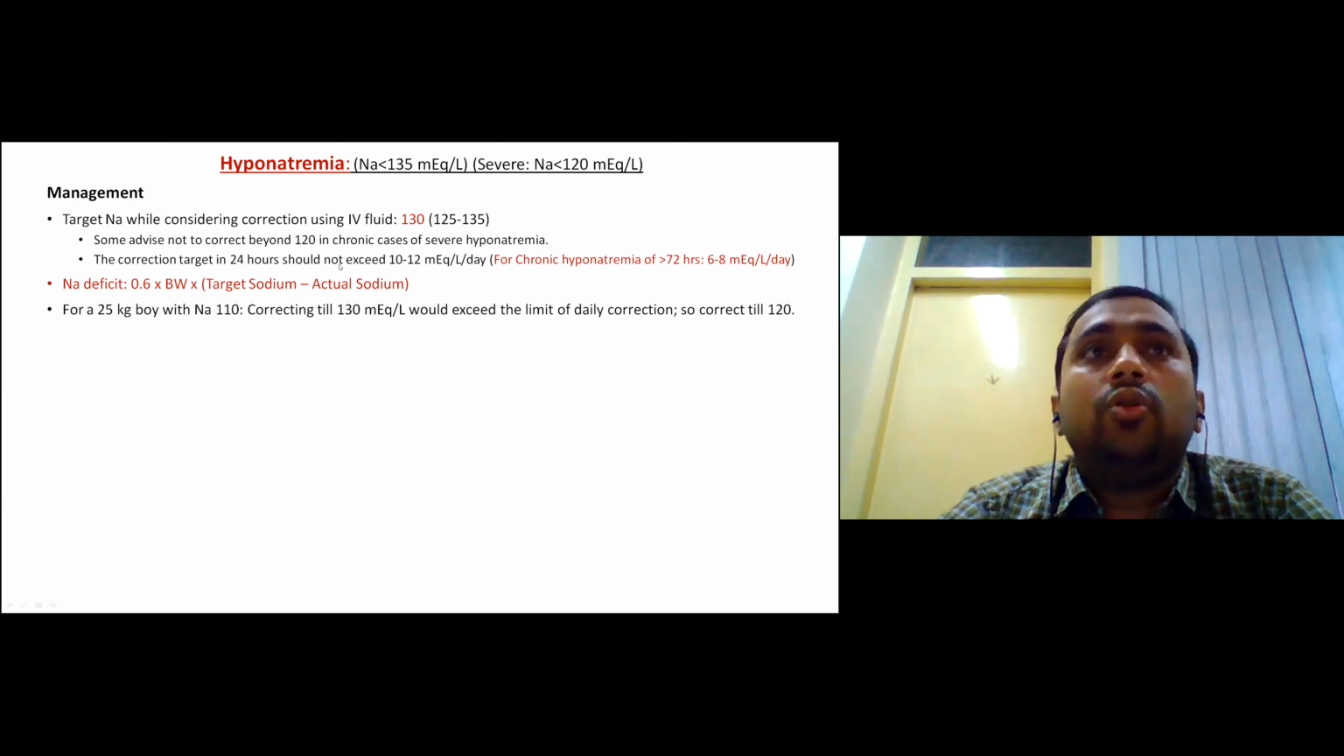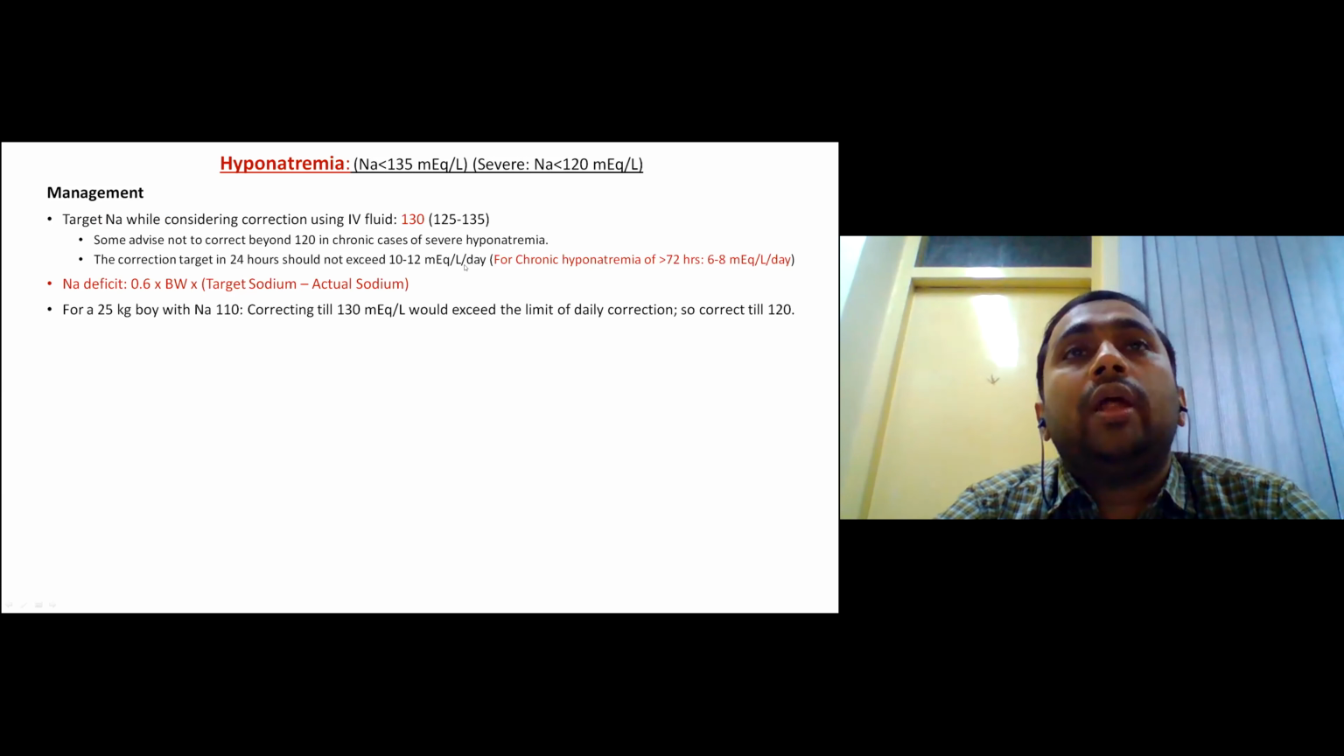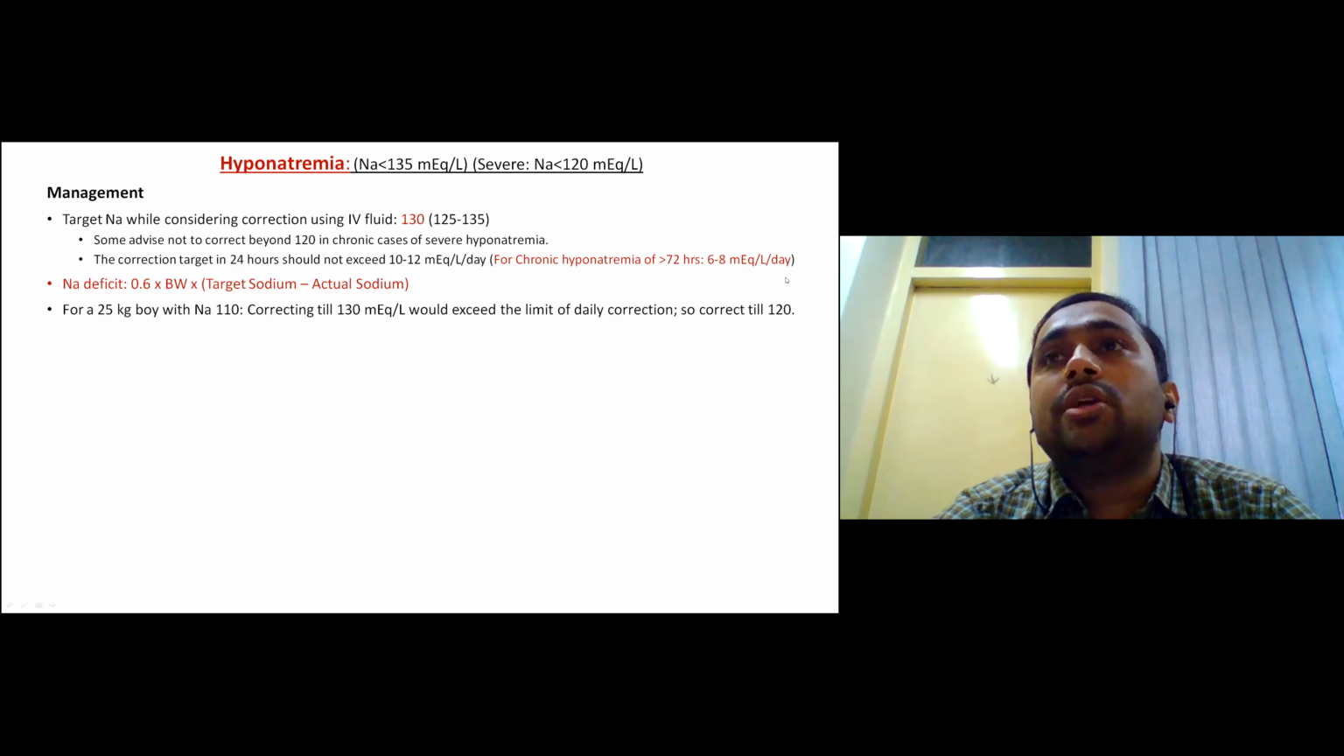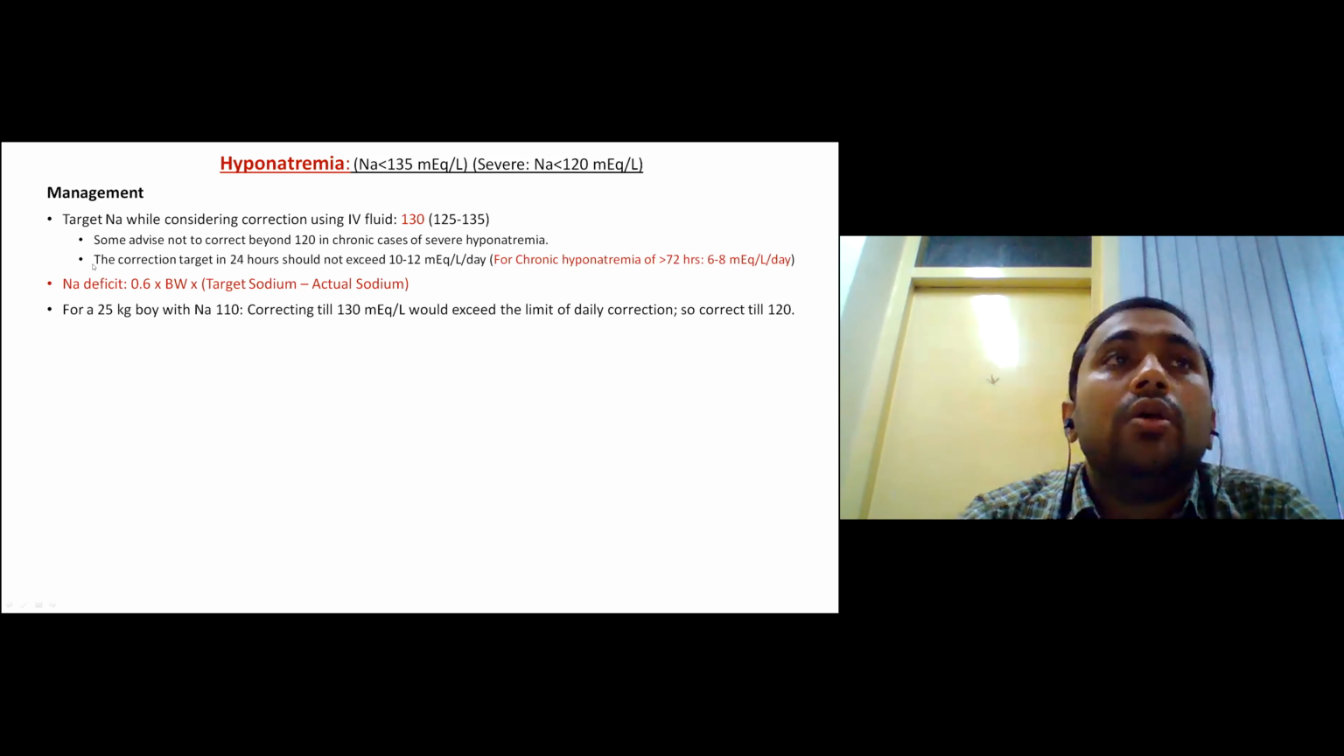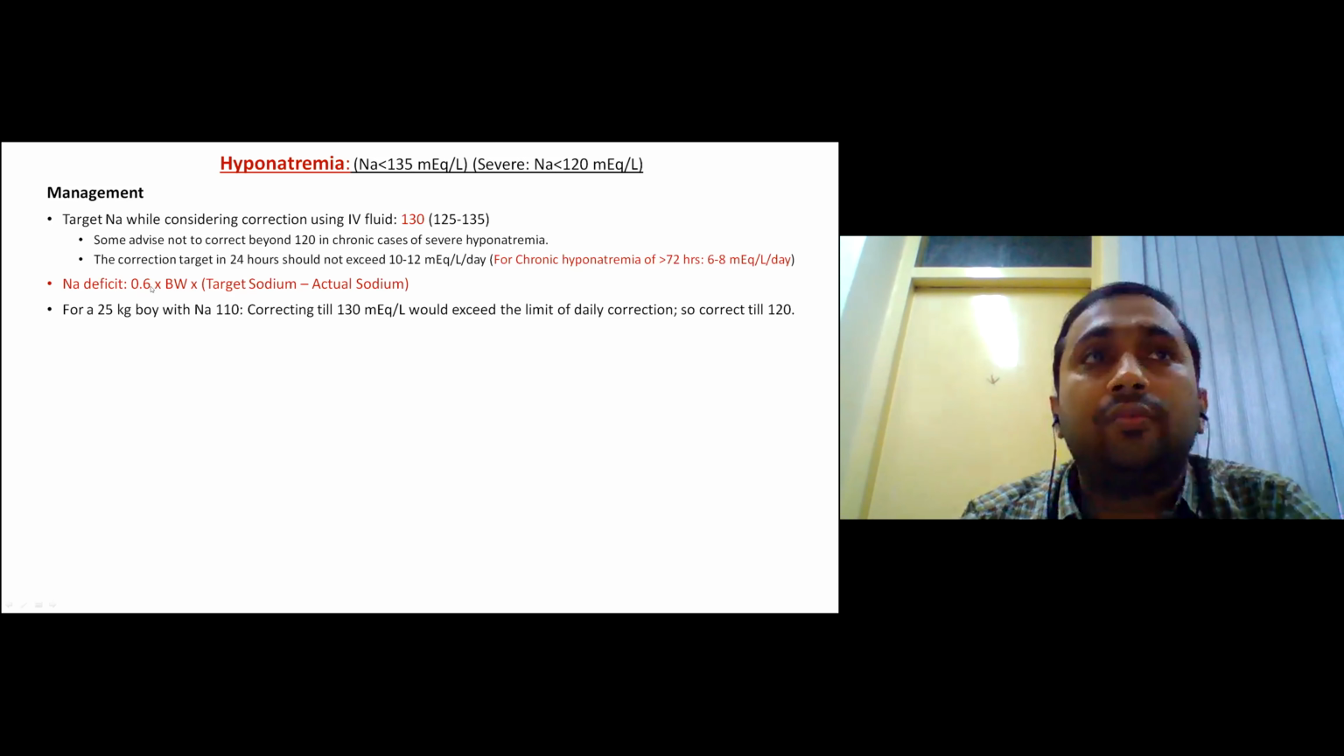And the correction target in 24 hours should not be more than 10 to 12 milliequivalent per liter per day to avoid osmotic demyelination. And for chronic hyponatremia, it's even lower. It's 6 to 8 milliequivalent per liter per day. So we have to calculate the sodium deficit, which has to be corrected over the next 24 hours.